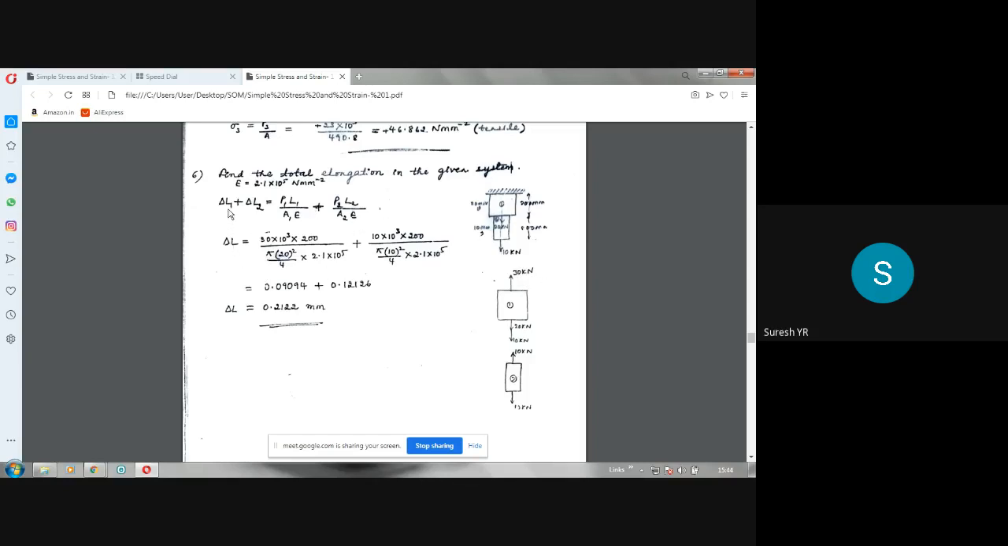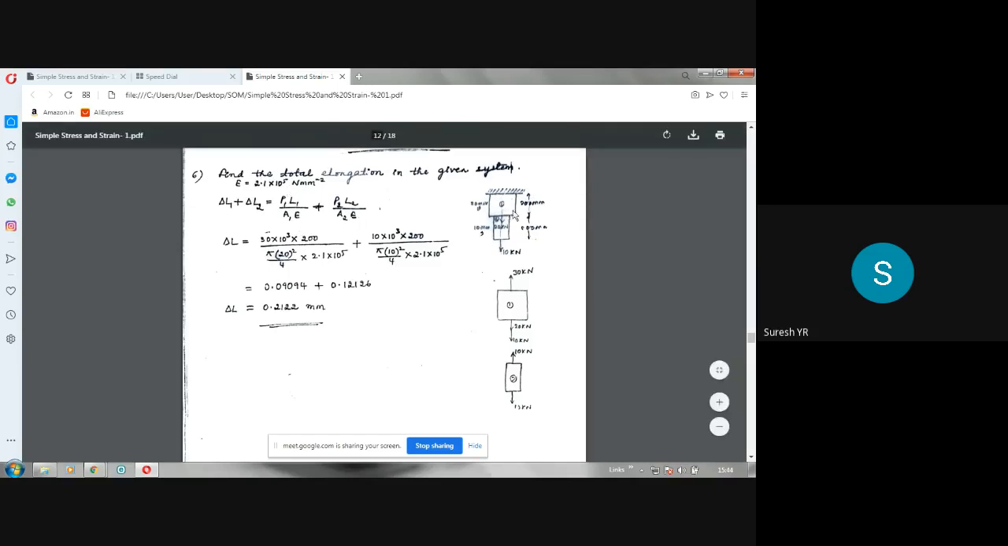Delta L is equal to delta L1 plus delta L2. So delta L1 is P1 L1 divided by A1 into E. Here E is constant because both the bars are made of same material, plus P2 L2 by A2 into E. So for the first portion, total load is 30 kilonewton. So 30 into 10 power 3 in newtons into length is 200 mm. L1 is 200 divided by A1 is pi into 20 square by 4 into E value 2.1 into 10 power 5. So you can directly substitute here, or you can write down the data, calculate A1, A2, then you can substitute here.